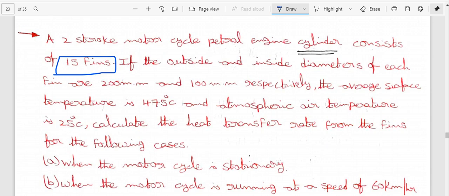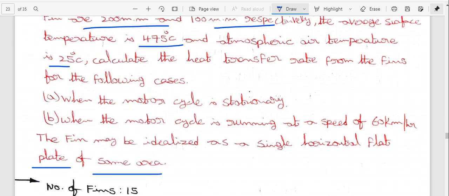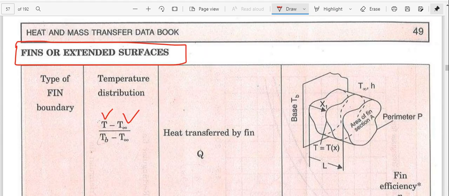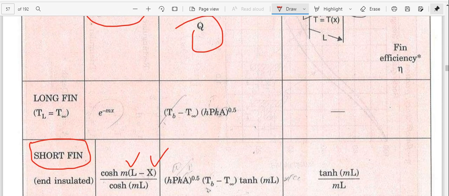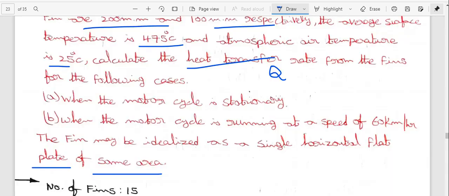In the first line, this is a cylindrical object. In the second line, this is a fin. Coming to the third and fourth lines, this has internal diameter and external diameter, having uniform temperature and atmospheric air temperature, and we calculate the heat transfer rate, that means Q value. In this question, this is the temperature distribution and heat transfer by fin. Here we don't know the P value. That's why I am considering the heat from the fins.